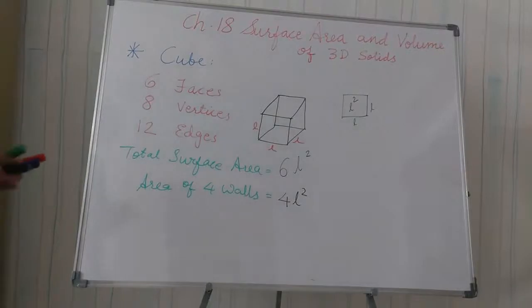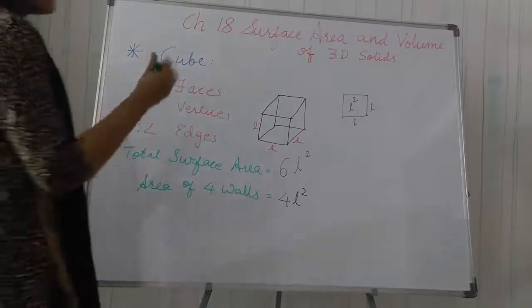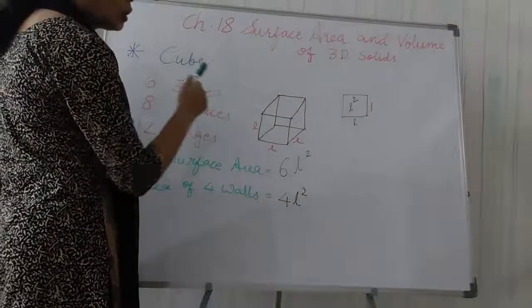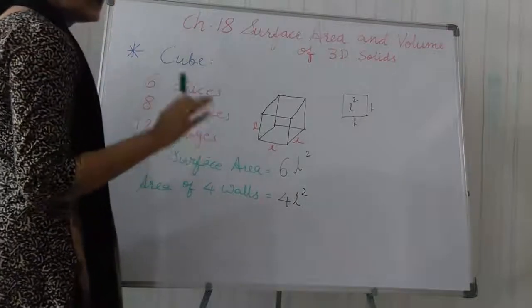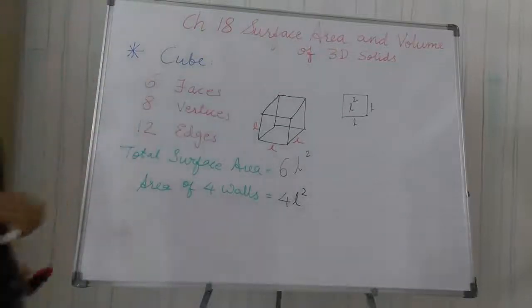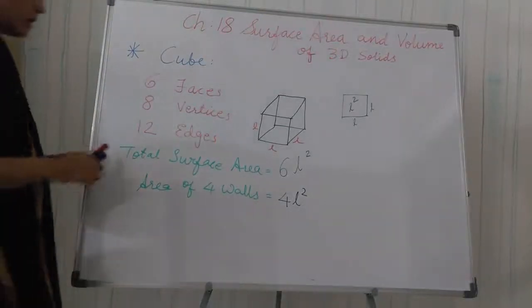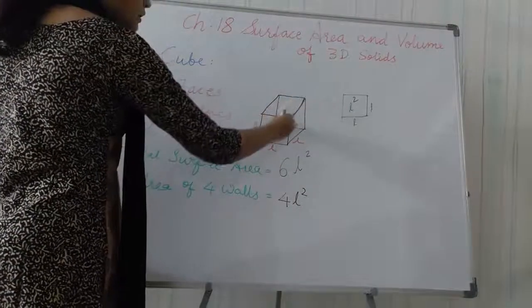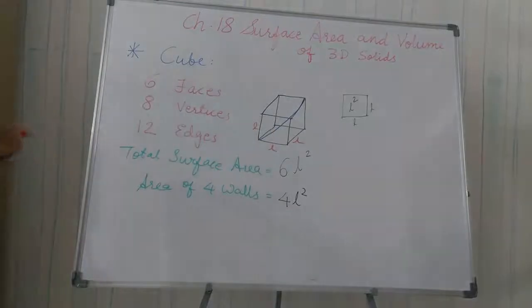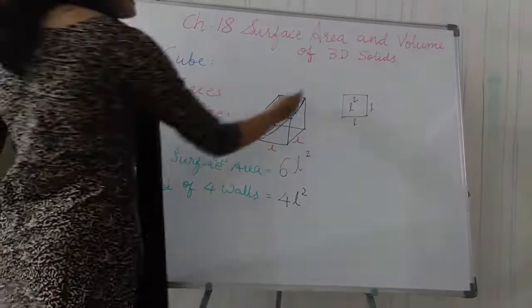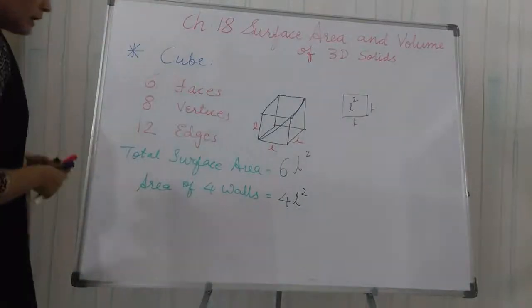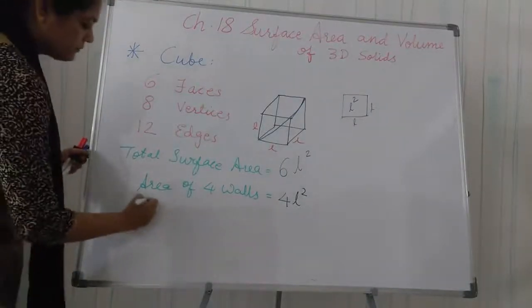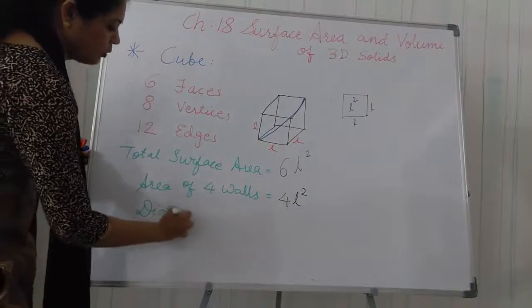Next thing I want to explain to you is the diagonal. Students, if we want to place a rod in the cube shaped box, which is the longest rod we can place? It will be placed diagonally. This is the diagonal of our cube, which connects opposite vertices. So here I am writing the diagonal of a cube.